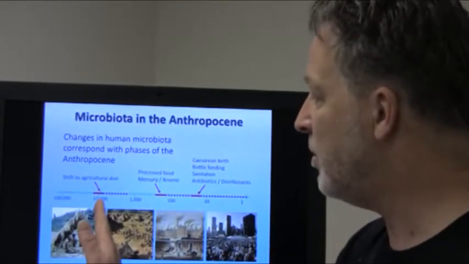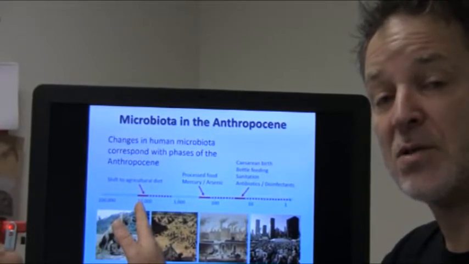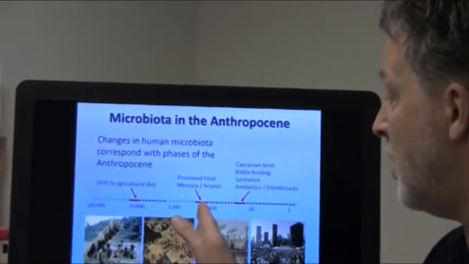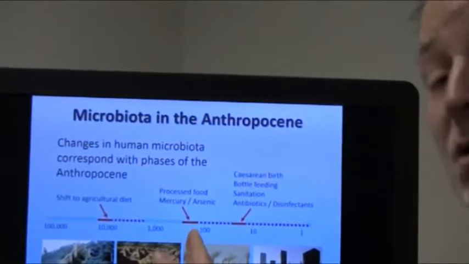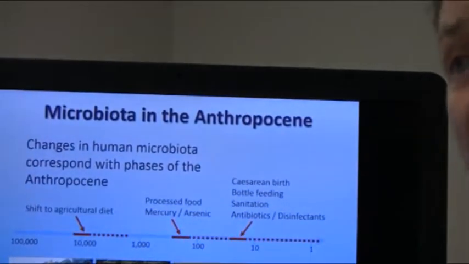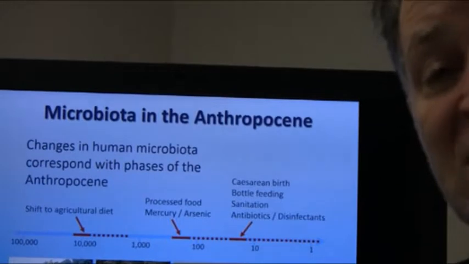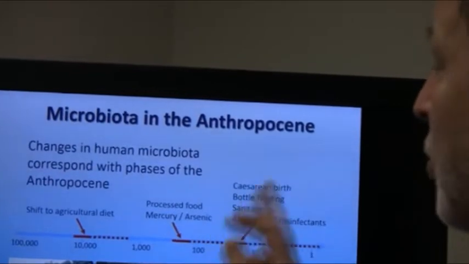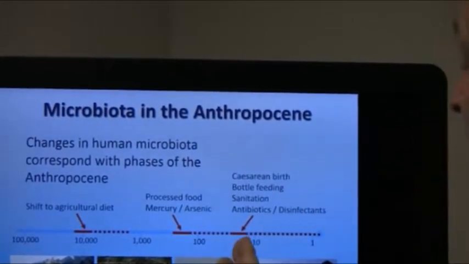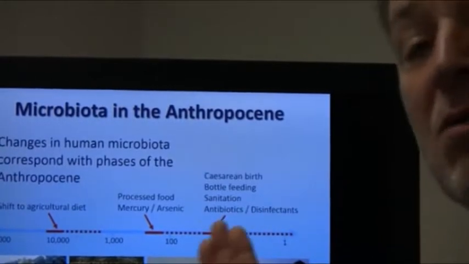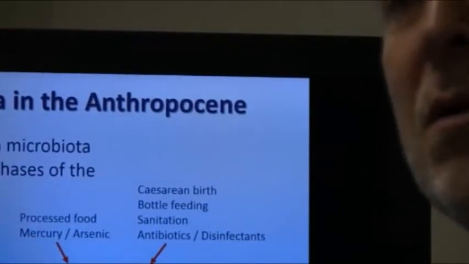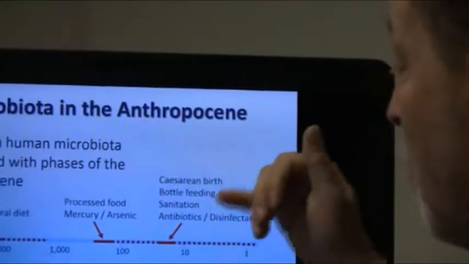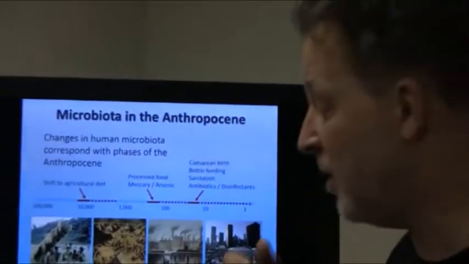So we start with the shift to an agricultural diet 10,000 years ago, when agriculture was first used. The Industrial Revolution corresponds to another shift in microbiota, when processed food was being introduced, and also when the first attempts to control microorganisms using mercury or arsenic were introduced. And then the final date is what's called the Great Acceleration in the 1950s, when human population started to skyrocket, but also when we started widespread use of caesarean births, bottle feeding, sanitation, antibiotics, and disinfectants.